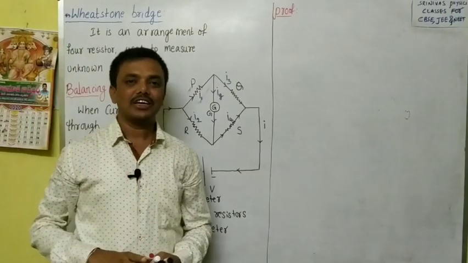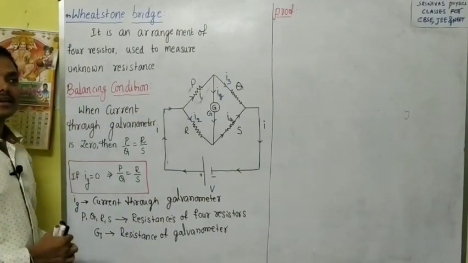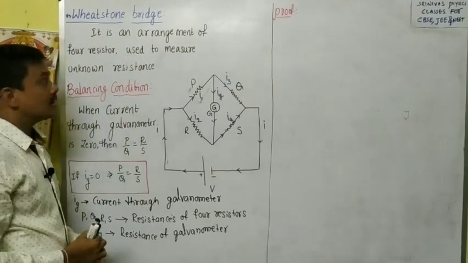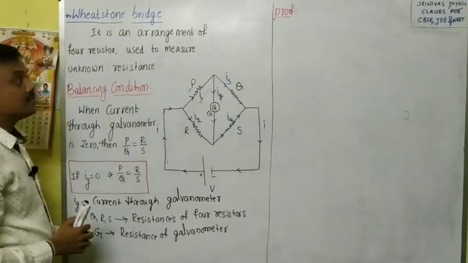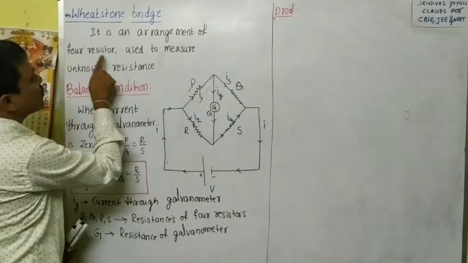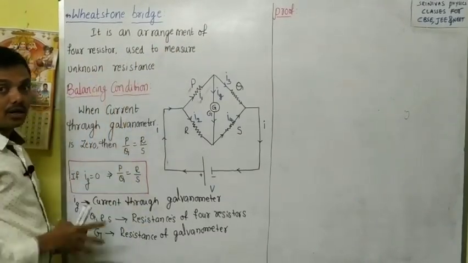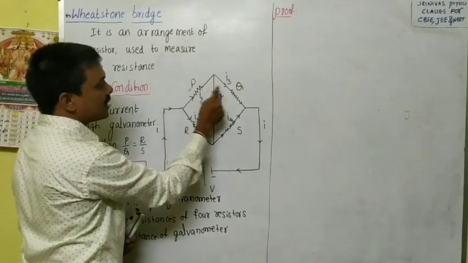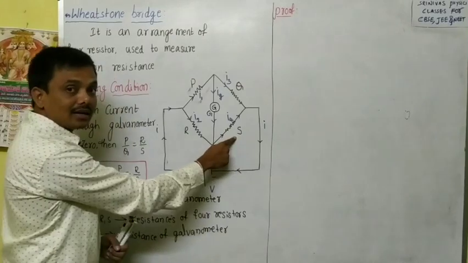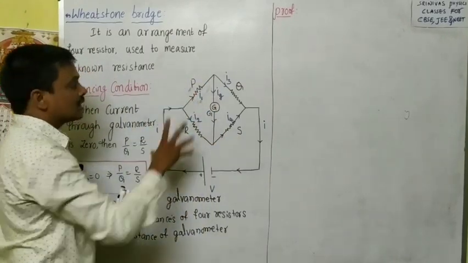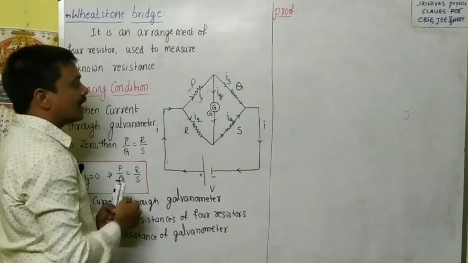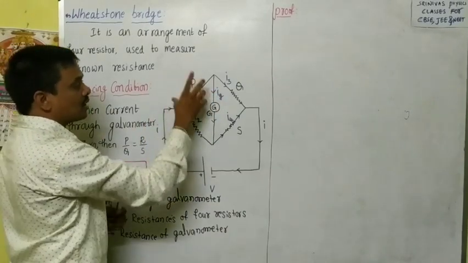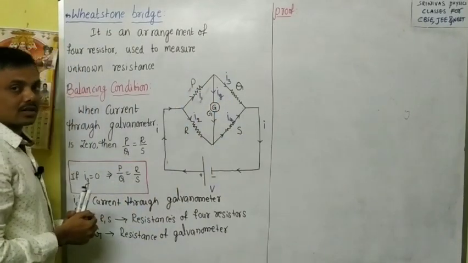Hi to all. Today's topic is current electricity continuation, that is Wheatstone bridge we are going to discuss. Then what is Wheatstone bridge? It's an arrangement of four resistors in the shape of a bridge. Look at here, there are four resistors, P, Q, R, S are the resistances of the four resistors. These four resistors are arranged in a particular manner to measure one unknown resistance out of the four resistances.